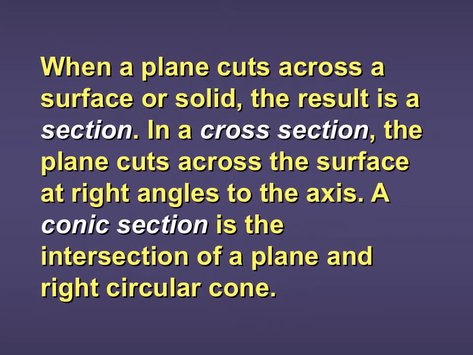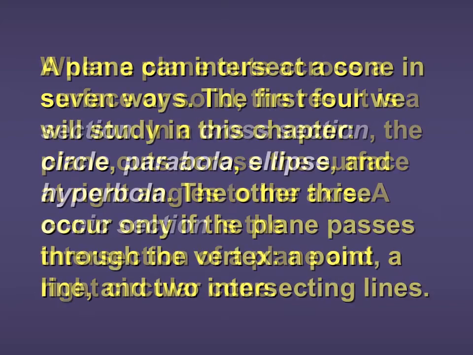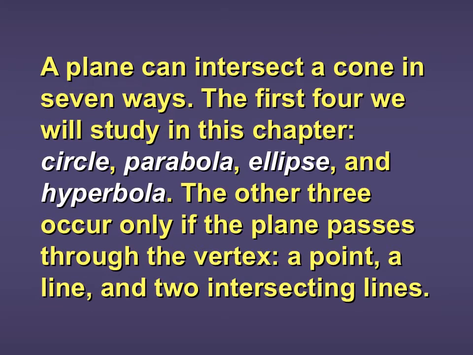Okay, so when a plane cuts across a surface or solid, the result is a section, or cross section. The plane cuts across the surface at right angles to the axis. Okay, so if it's a right angle to the axis, we have a cross section. A conic section is the intersection of a plane and a right circular cone. So what we were looking at earlier, that was a circular cone, and a conic section is the intersection of that plane. Okay, a plane can intersect a cone in 7 ways.